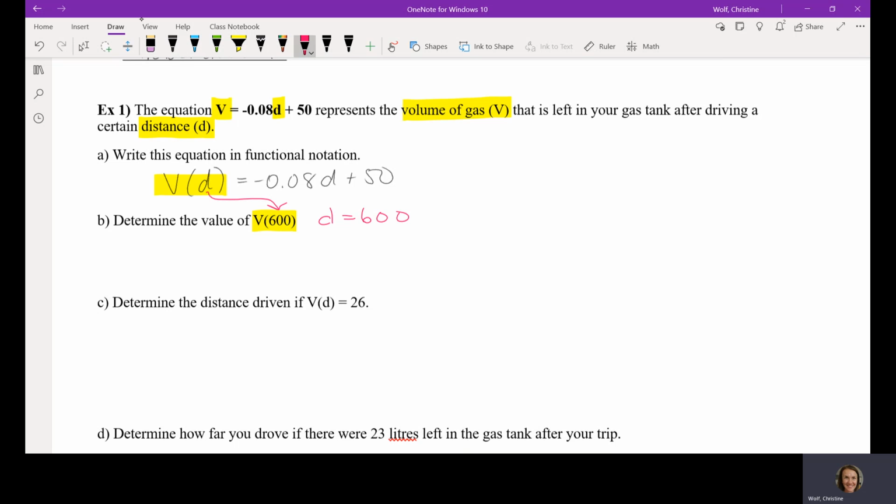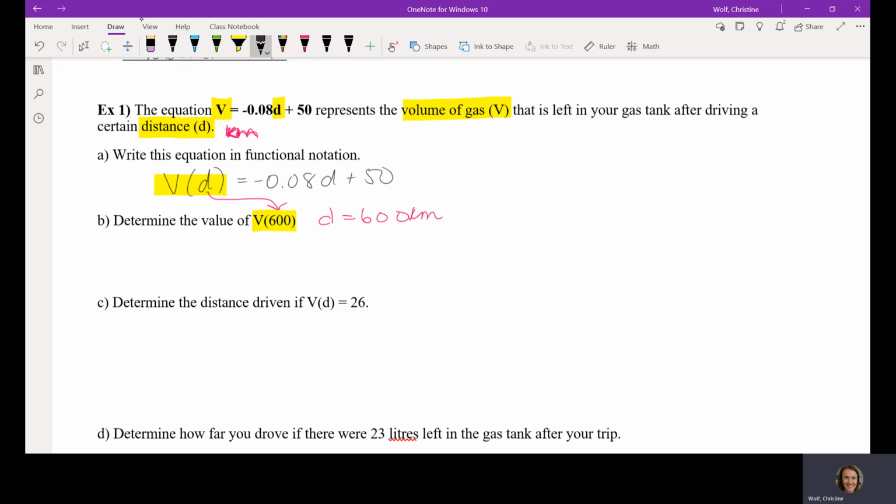And I'm sorry, I forgot to write in this problem here that we're in kilometers. Okay, we're in Canada, we use kilometers when we're driving. So I'm telling you that our distance is 600 kilometers, okay? And we're going to therefore determine the other variable, which is the V. So we're going to figure out how much gas is left in the car.